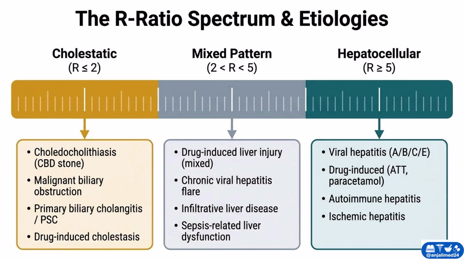So, here's an easy way to remember it for exams and clinical practice. R less than or equal to 2, think bile ducts. R between 2 and 5, think mixed injury. R greater than or equal to 5, think hepatocytes. Once you know the R ratio, you are no longer guessing. You can confidently narrow the differential diagnosis and choose the appropriate next investigation.